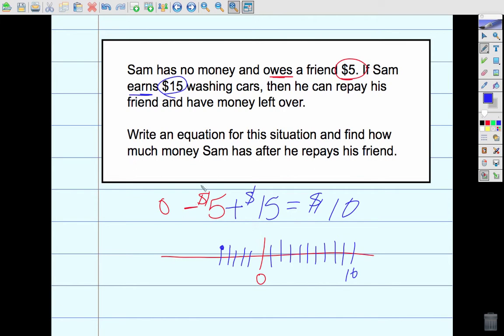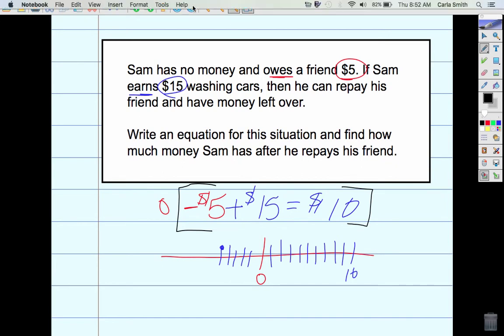So when it tells us to write our equation, here is this right here. And we were able to tell that we had $10 left. And we cannot forget our labels because those are what determines what our answers are.